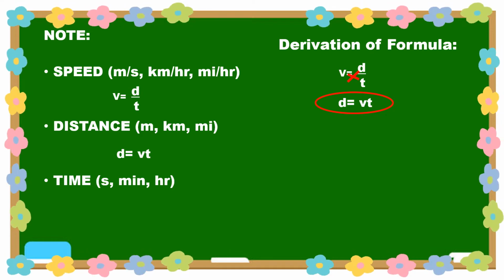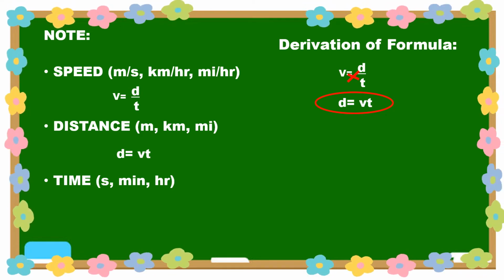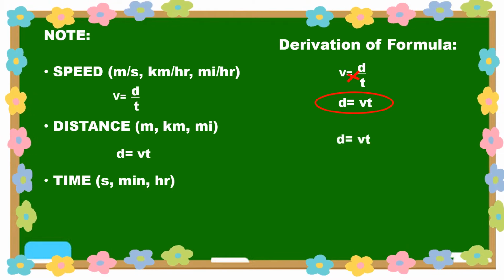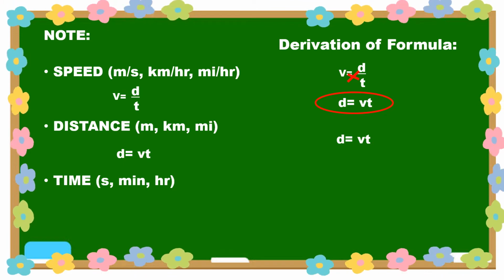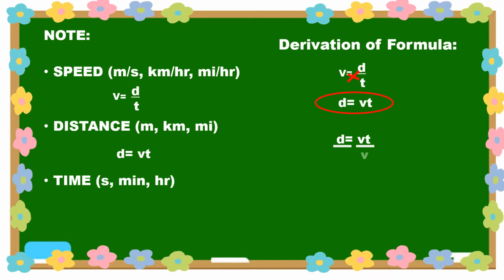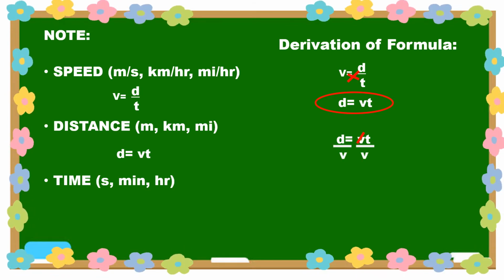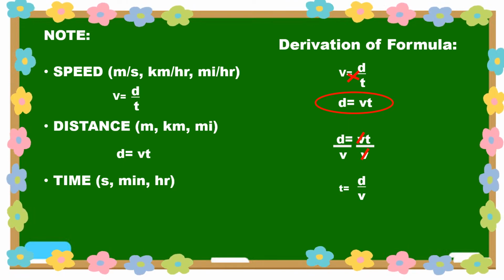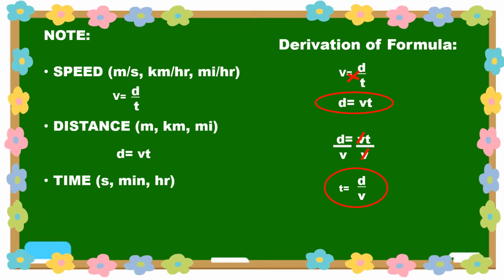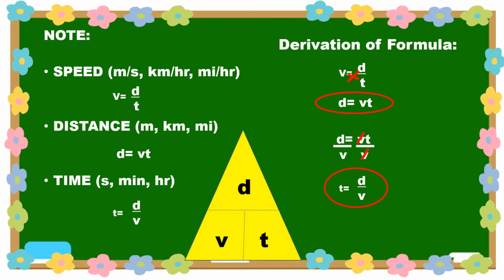So, here is the second formula. Now, to get the value of time, let us use the second formula, which is, again, distance is equal to speed times time. To get the value of time, we just divide both sides by speed to cancel speed. Then the remaining equation will be time is equal to distance divided by speed, and that will be your third formula.